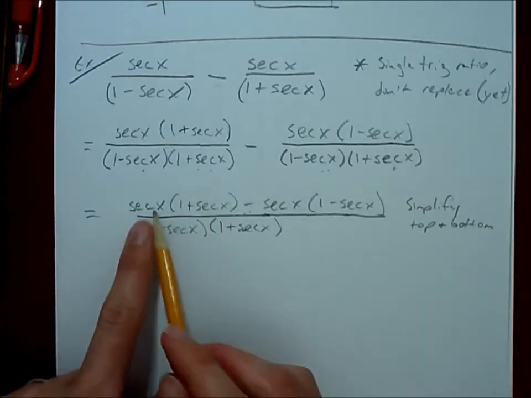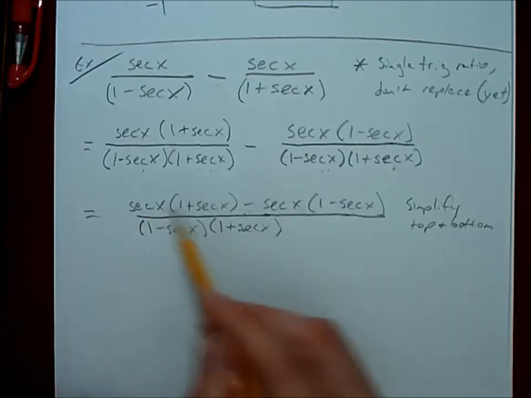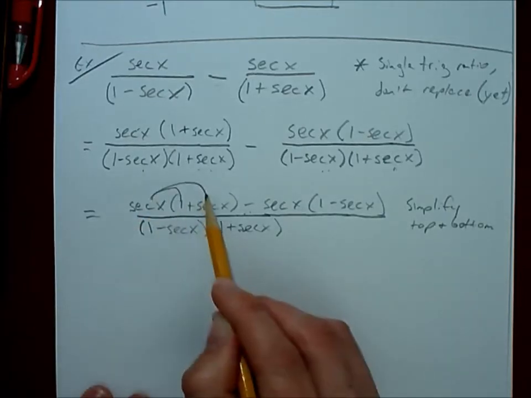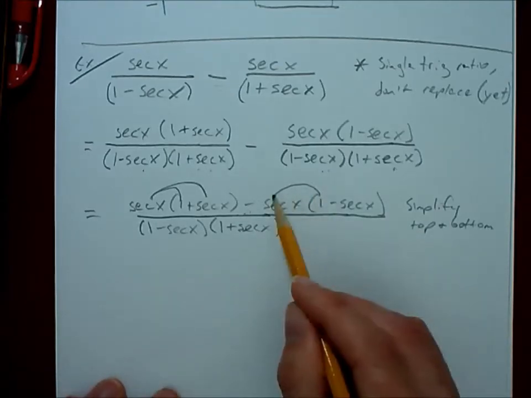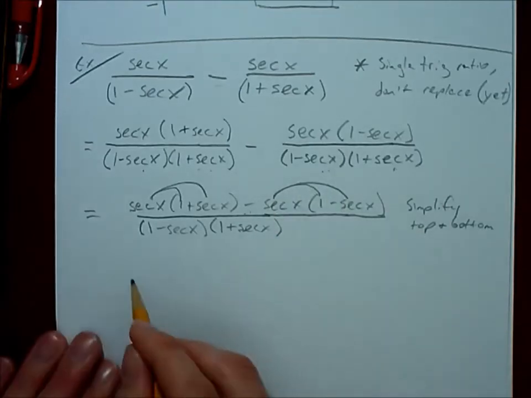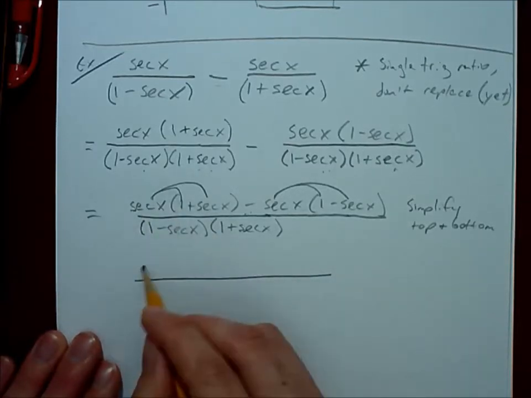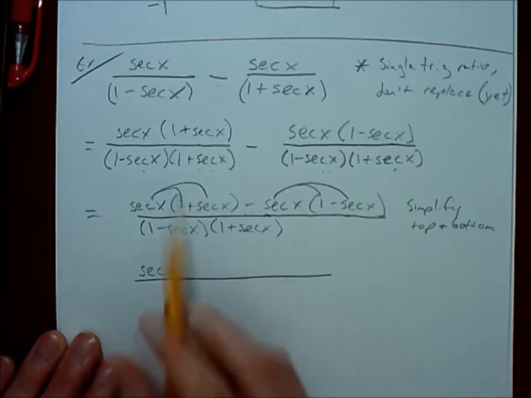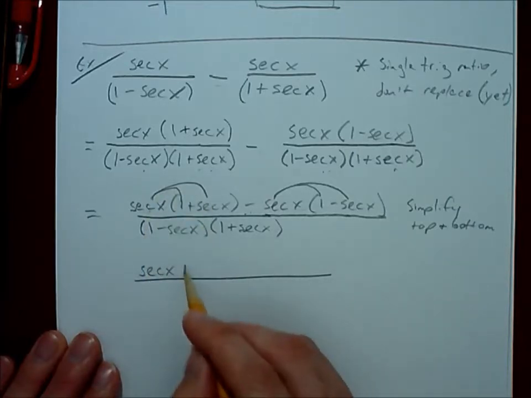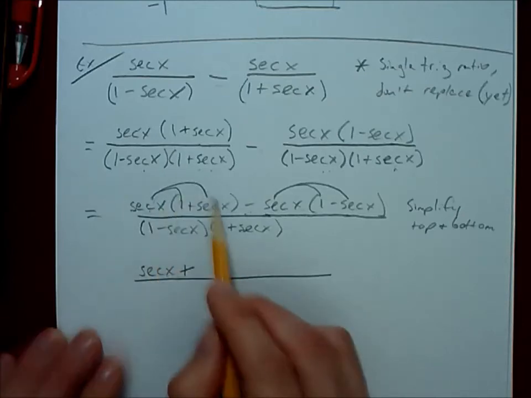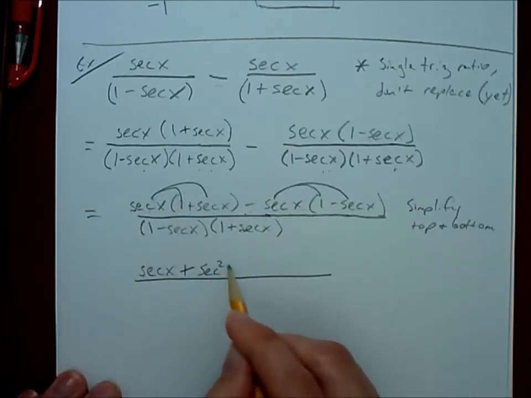So on top, we've got multiplication. We need to multiply secant by 1 plus secant, so we distribute there, of course. And we'll distribute on this side as well. So that's going to be secant of x. And secant of x times secant of x is what? Right, secant squared of x.